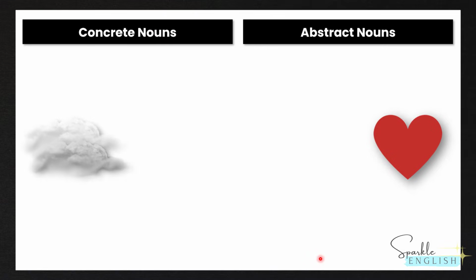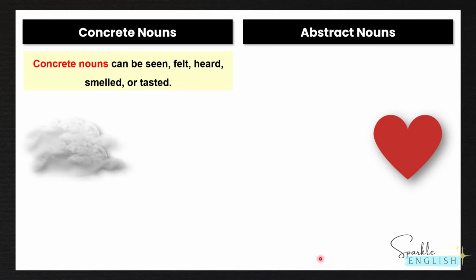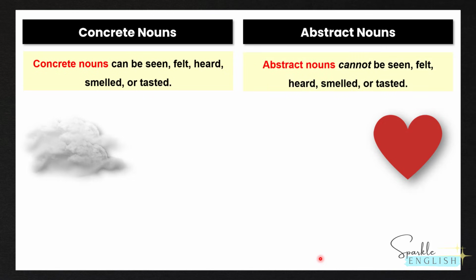The next one is concrete nouns versus abstract nouns. So concrete nouns can be seen, felt, heard, smelled, or tasted. They are nouns that we can experience with our 5 senses. Whereas abstract nouns cannot be seen, felt, heard, smelled, or tasted. They are like concepts that we cannot actually physically see or touch.